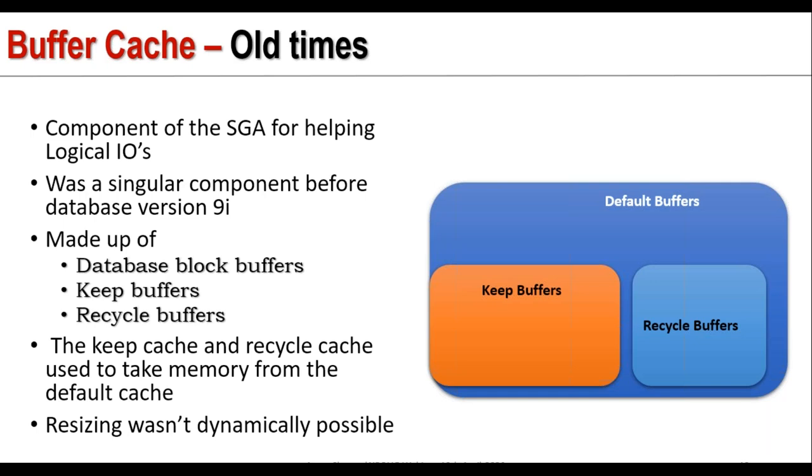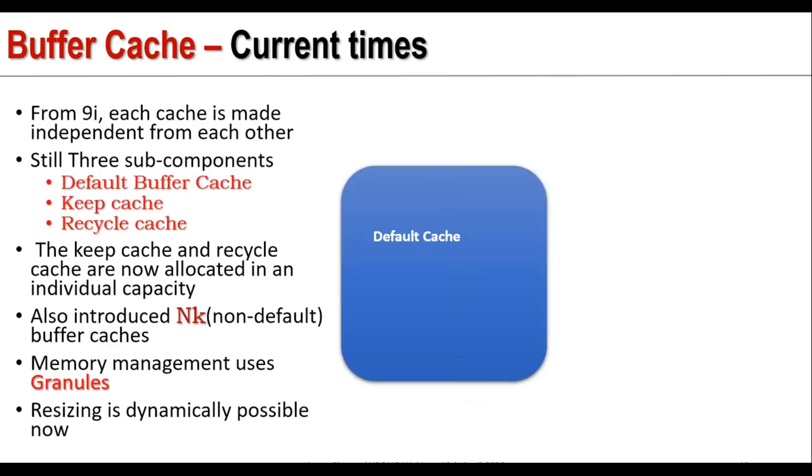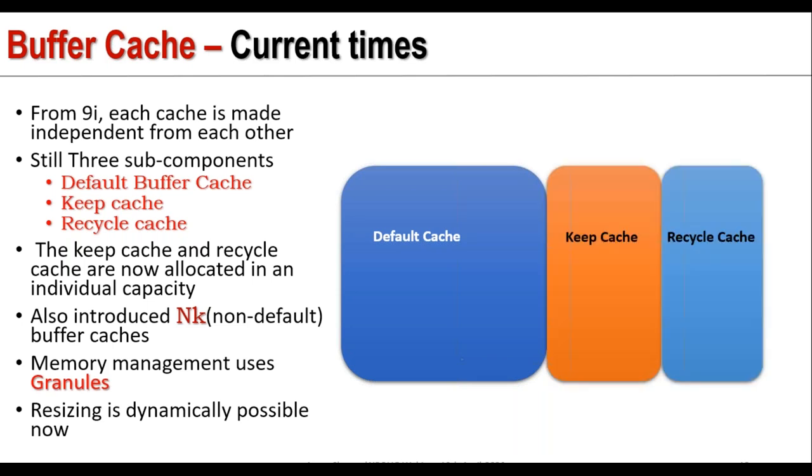They were not able to get dynamically modified. And this did change from 9i onwards. From 9i onwards, first of all, these areas have been made separate. Each area is now available as an individual area. Default is still the default cache, which is now dynamic in nature, and it is not giving the memory to keep and recycle as it was in the previous versions. So now when you allocate the default cache, it remains its own. There is a separate keep cache and recycle cache, which need the memory setting given to them.